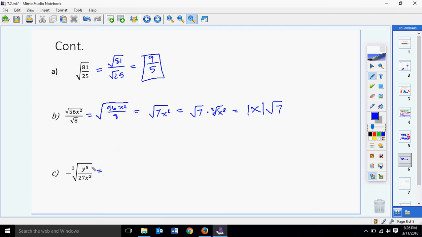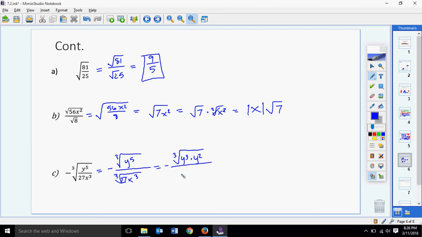Nothing in my fraction simplifies, so I'm going to break this up. I'm going to leave my negative out in front. So I have the cube root of y to the 5th in my top fraction, and the cube root of 27x cubed. In my numerator, I'm looking for perfect cubes, so I'm going to write this as the cube root of y cubed times y squared.